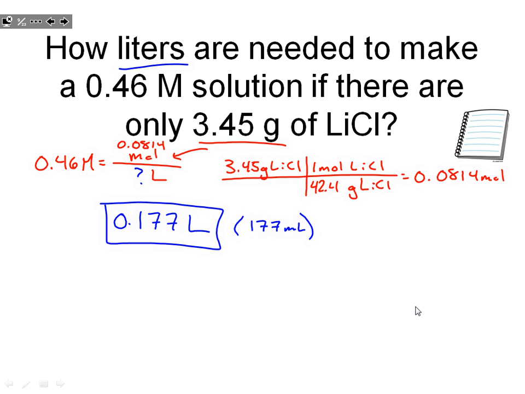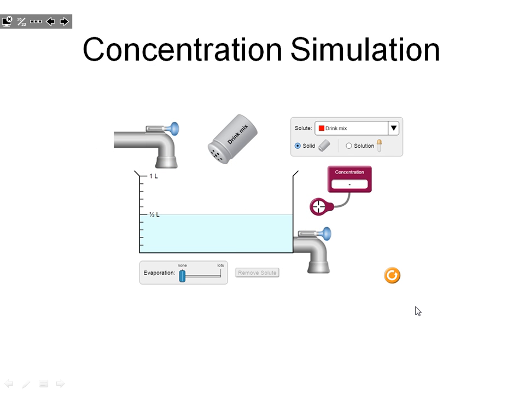So, okay, that's hopefully manageable. Considering the math that we have done, this is not overly complicated, as long as we know where to go and what to do. Okay, so I have a little simulation.